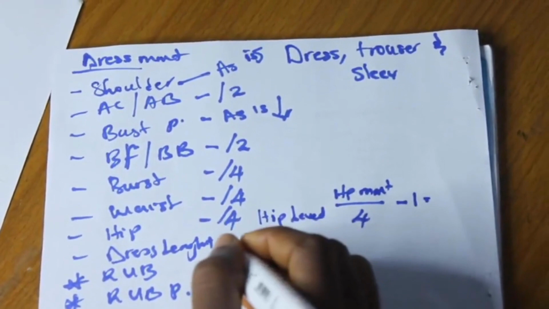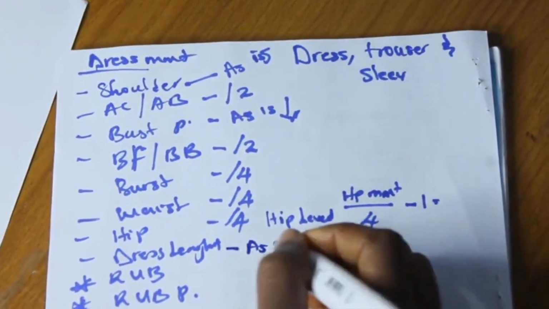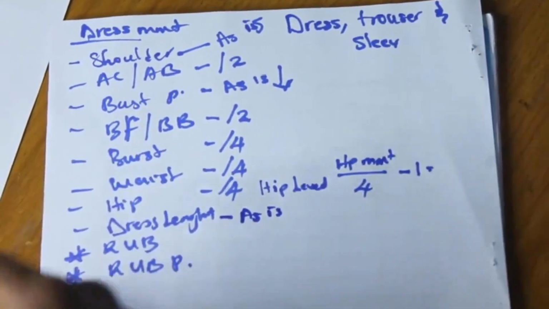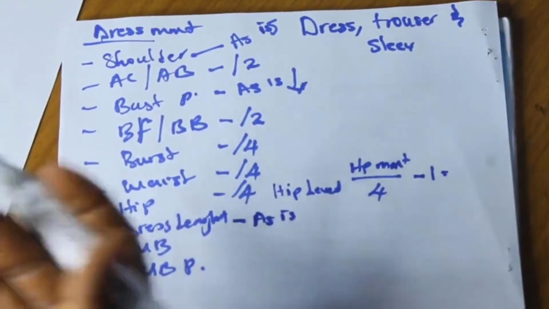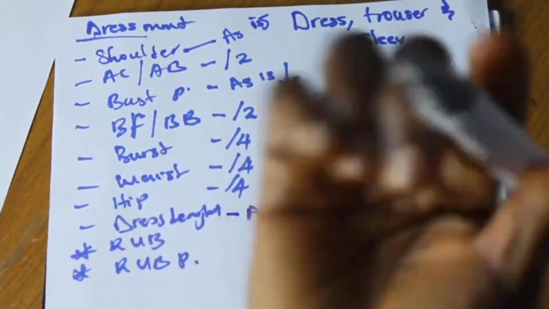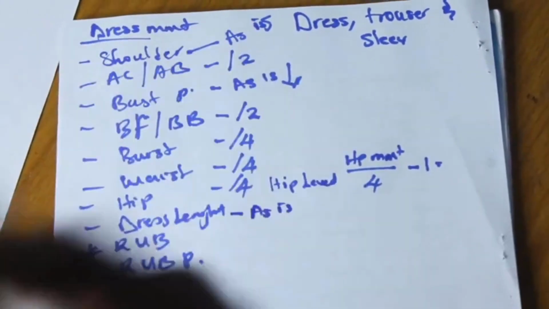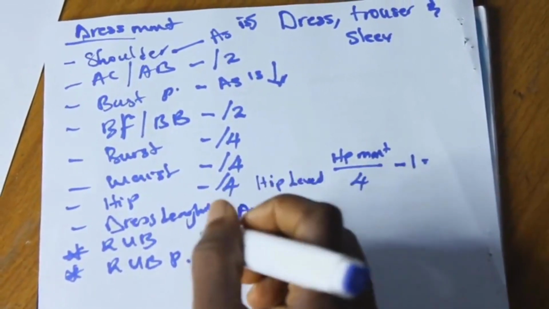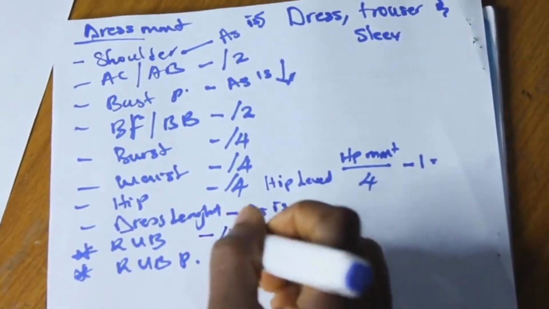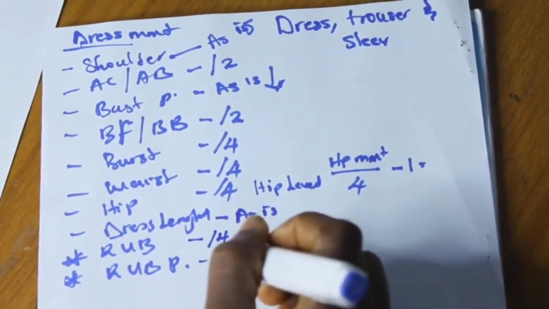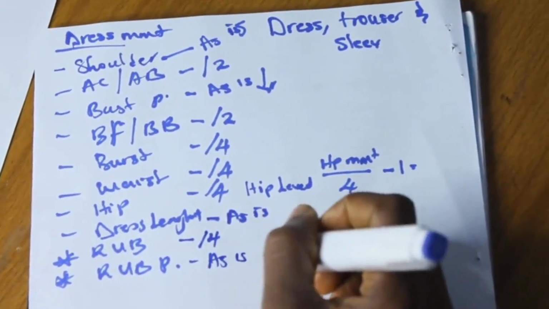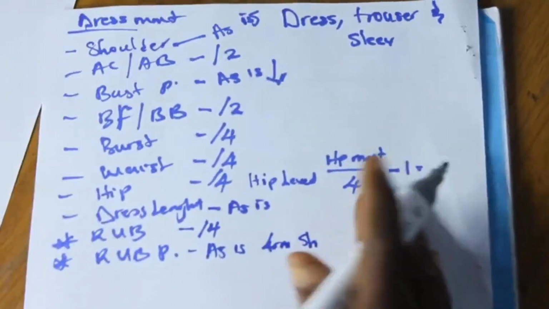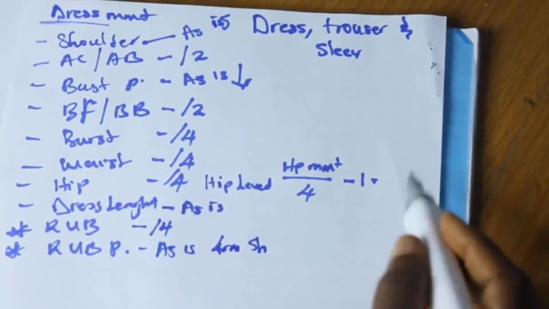Then the dress length, of course, as is. If the dress length that you measured is 36, you put 36, then you put the necessary allowances. For me, I would put 1.5 allowance, because 1 inch for hemming at the base, then 1/2 inch for the shoulder. Then the under bust divided by 4, bust point as is from the shoulder. But like I always tell people, everything is cut on fold.